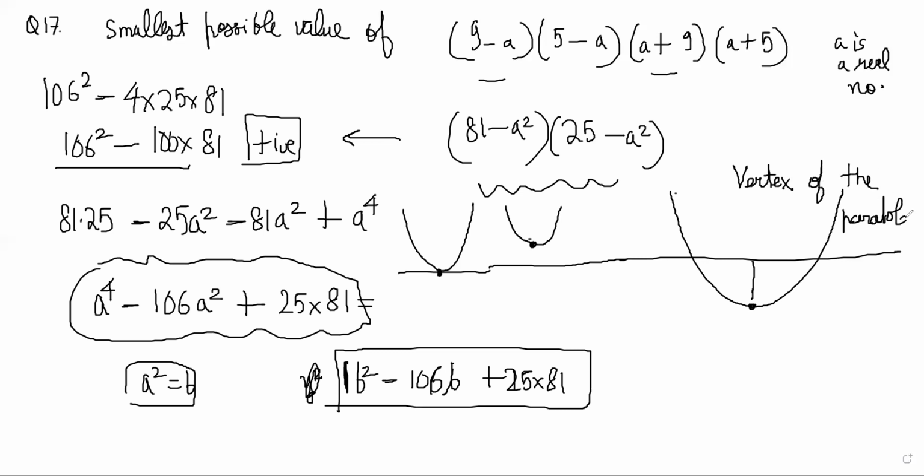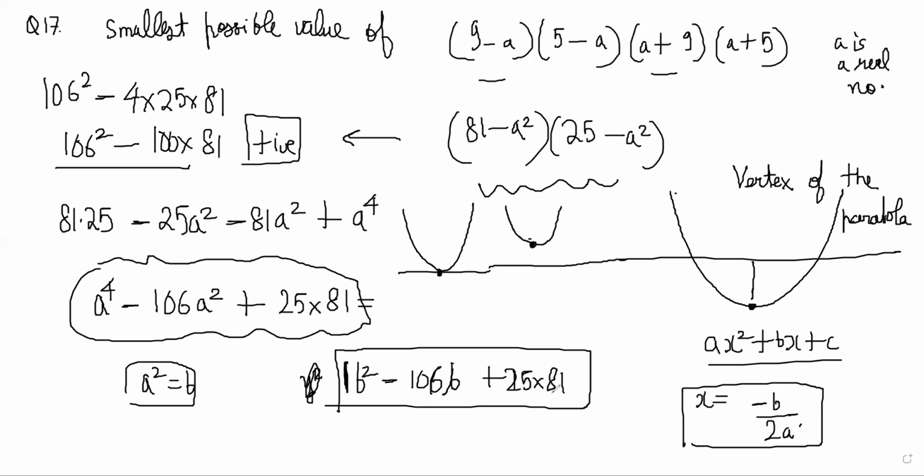For an ax squared plus bx plus c quadratic, the vertex is at the point x equal to minus b by 2a. Now it is very easy for us because we know the coefficients here. So b should be minus of minus 106, that is plus 106 by 2, so b should be 53. If b is equal to 53, then basically a square is equal to 53.